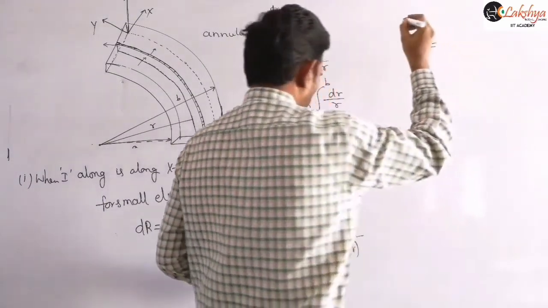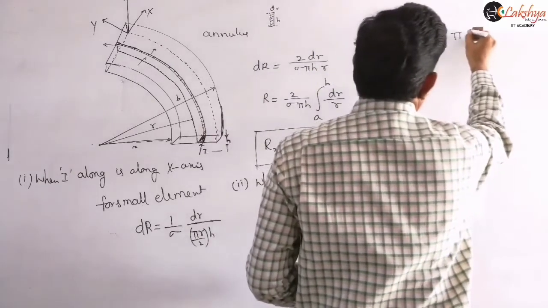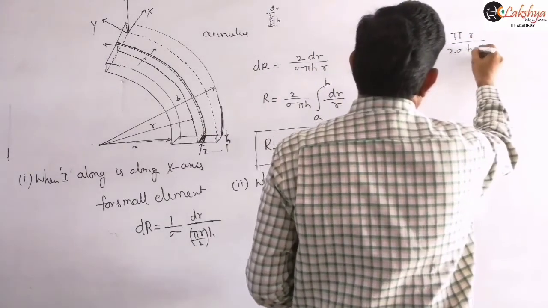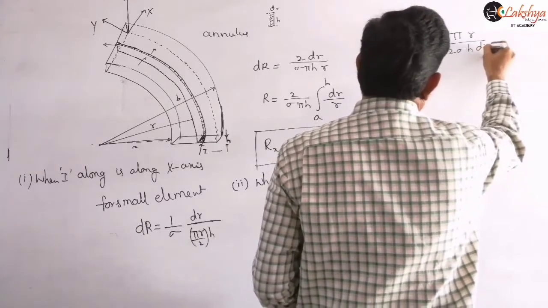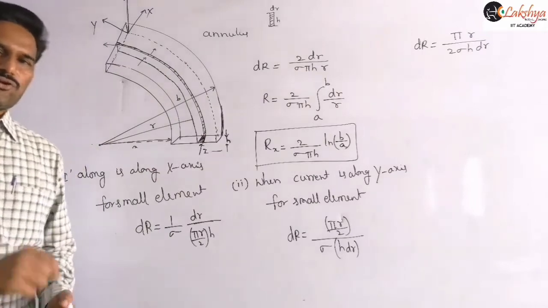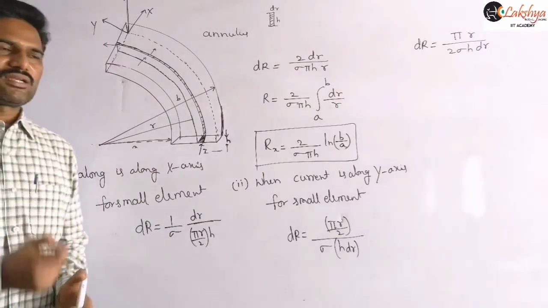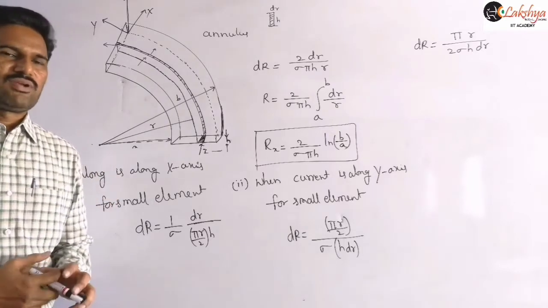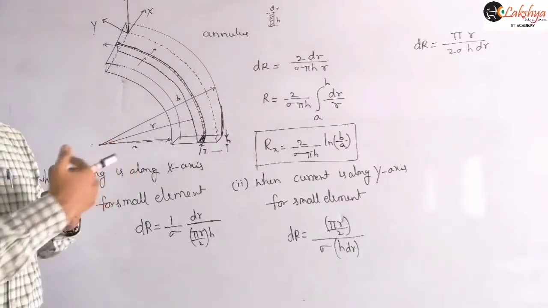Now let us simplify this. Therefore, dR is equal to πr by 2 into sigma into h into dr. Now, again observe this, dr is in our denominator. When dr is in the denominator, how to solve that? You can't integrate this directly. When dr is in the denominator, we should reverse the fraction.